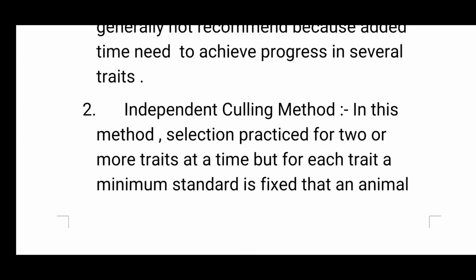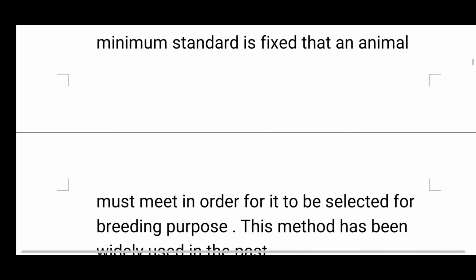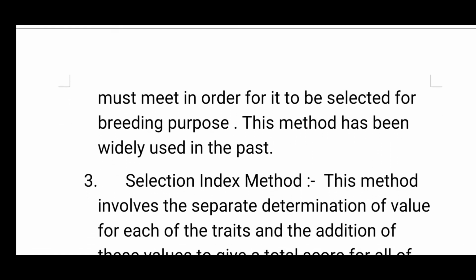Second, the independent culling method. In this method, selection is practiced for two or more traits at a time, but for each trait, a minimum standard is fixed that an animal must meet in order to be selected for breeding purposes. This method has been widely used in the past.